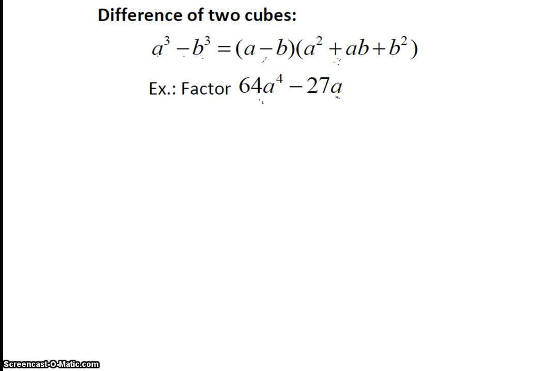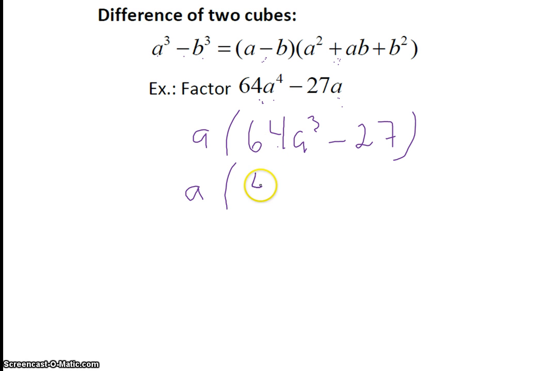So the first thing that we need to do is pull out the GCF, and they both have an a in it. So a is my GCF, so this can be pulled out as a times 64a cubed minus 27. And 64 is 4 cubed. While I have my a on the outside, it's going to remain on the outside. 64 is 4, and then a, and all of that cubed, minus 27, which is 3 cubed. And I can see that this is a difference of cubes. So 4a is like my a, and 3 is like my b.